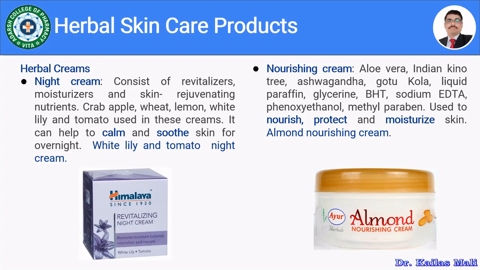Whatever the previous ones, all these are herbal materials which are used to prepare the nourishing cream. They are going to nourish the skin, right? They are going to protect and moisturize the skin. The example of the nourishing cream is almond nourishing cream. So this is about the nourishing cream.